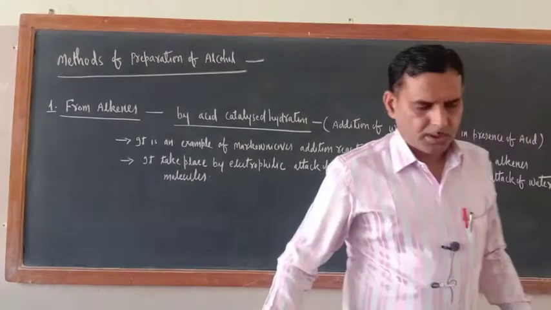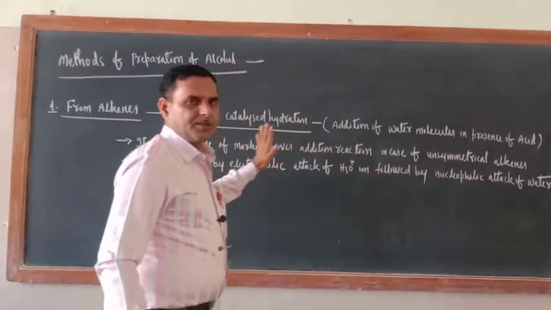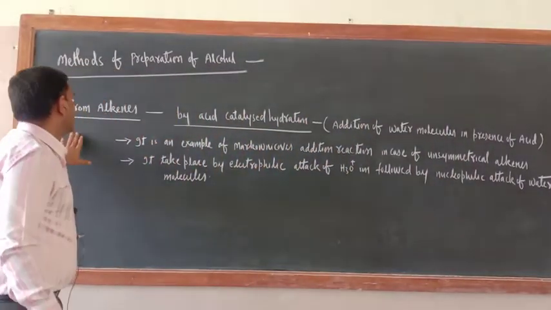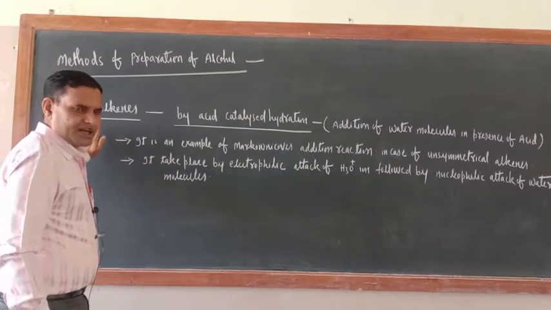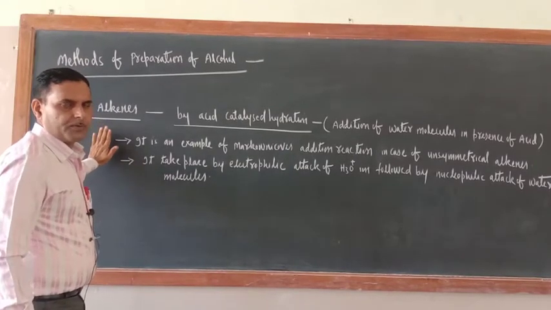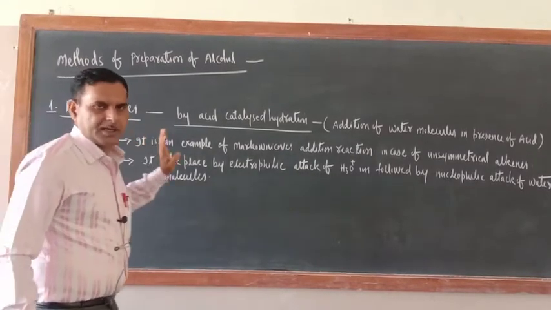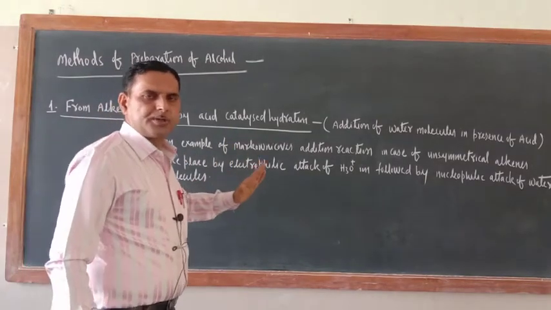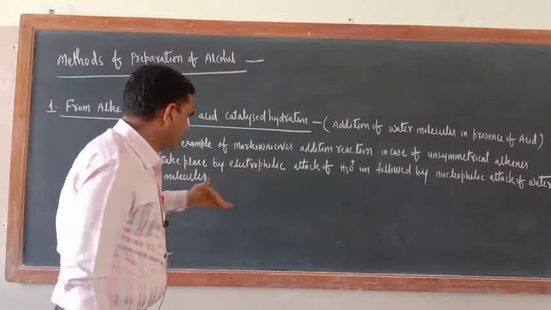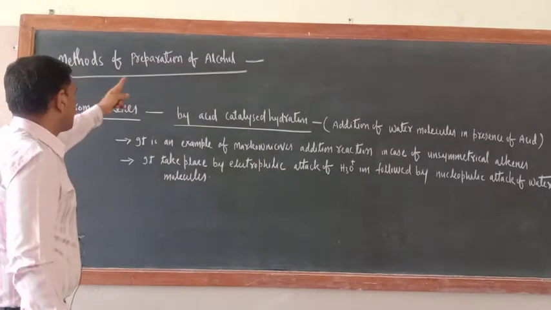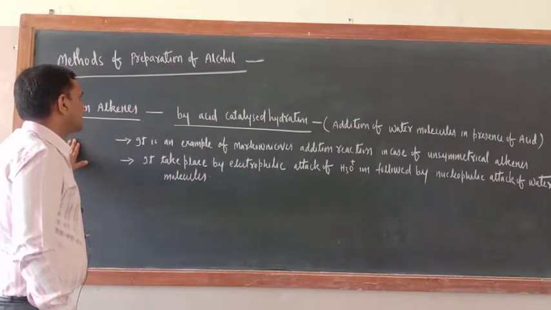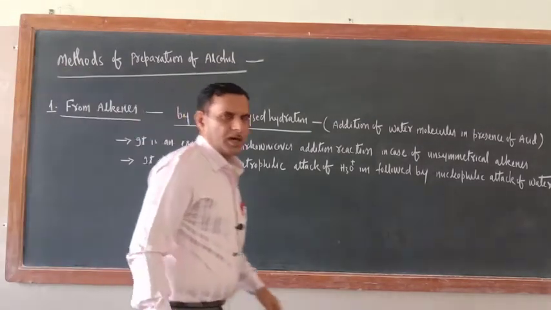So as far as preliminary information on alcohol is concerned, 1 degree, 2 degree and all the rest of the information I have given you. Alcohol and phenol case. Ether I have promised I will teach you later on. Okay, so now methods of preparation of alcohol.